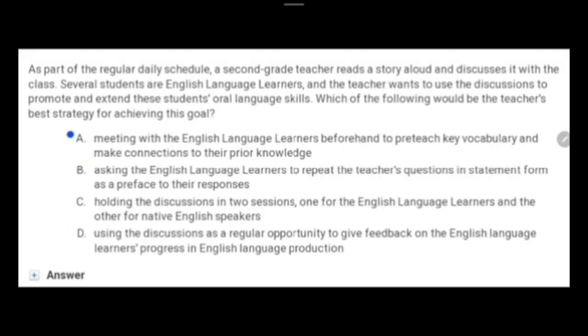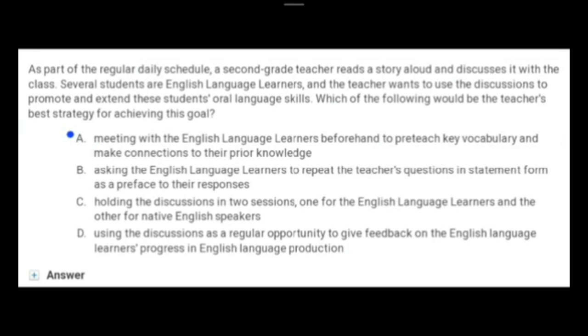Question number 2. Which of the following informal assessment tools would be most useful for documenting a preschool child's ability to perform specific skills? A rating scale. Option 2 is the correct answer. A rating scale. This question used to come in the entrance exam, so remember this question. This question looks lengthy, but it is very important for the entrance exams.